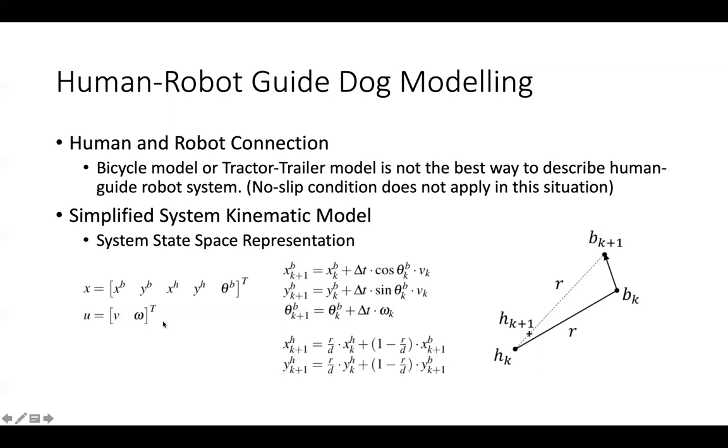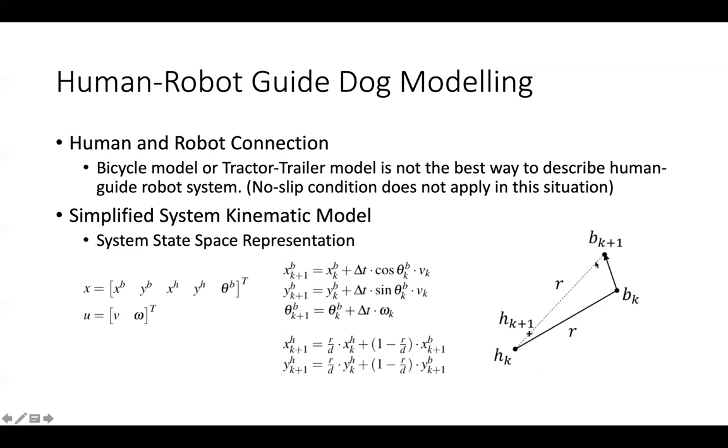So let's just consider the robot here. For the robot, it can be modeled as a unicycle model. So these first 3 equations are the updates of the states. The new position is based on the current position and the velocity and angular velocity. So the key part is how to estimate the human position in the next step.